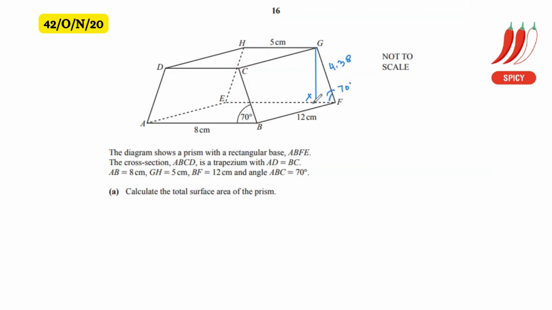So if we find XF, which is a part of the 8, and subtract that from 8, we can easily find EX. So to find XF, we'll use SOHCAHTOA again. But if you realize, we don't need to find XF because we already found that in part A, which was the same as 1.5 centimeters. So EX is going to be 8 minus 1.5, which is equal to 6.5 centimeters. That's how you prove that EX is 6.5.